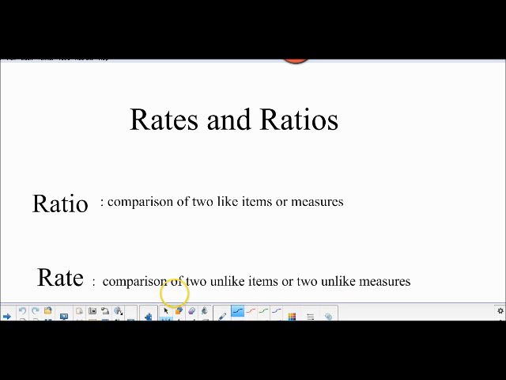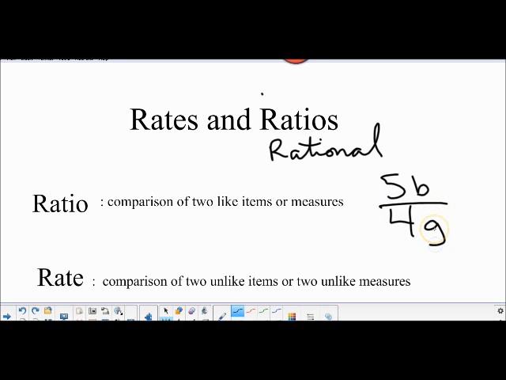is an adjective describing, right? If I take the word ratio and put it in adjective form, that's rational. So ratio is a noun, but as an adjective, rational. So we're dealing with fractions. And a ratio is a comparison of two like items or measures, right? If I say the ratio of boys to girls is 5 to 4 in the classroom, it's a ratio of 5 to 4.